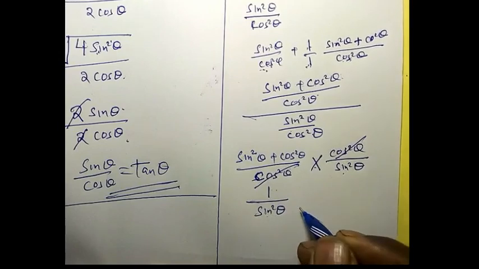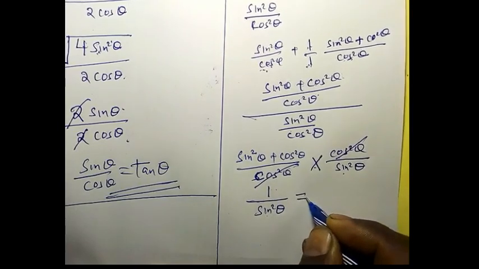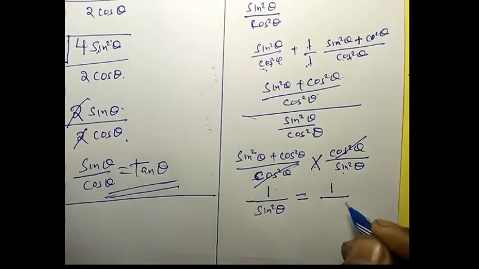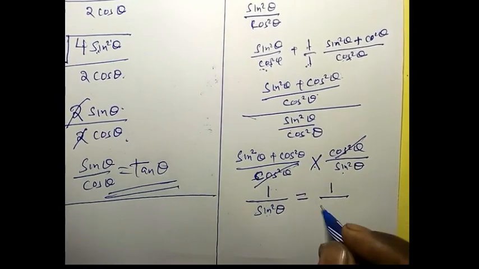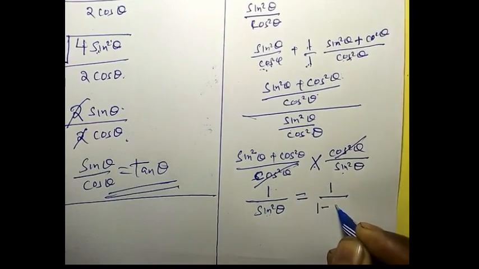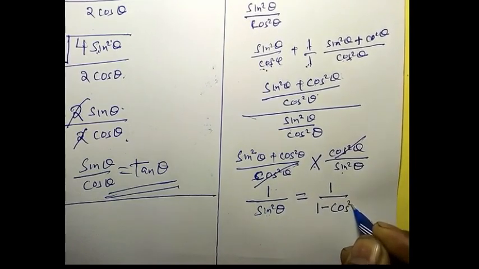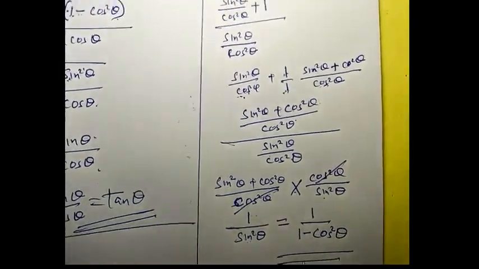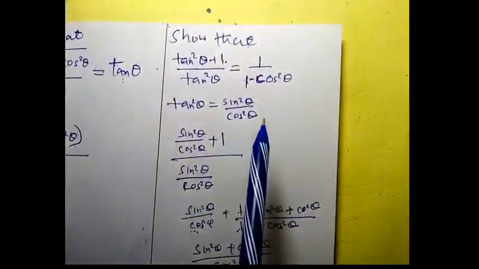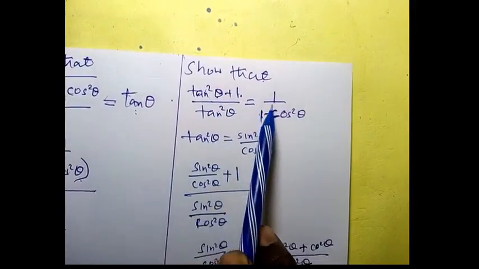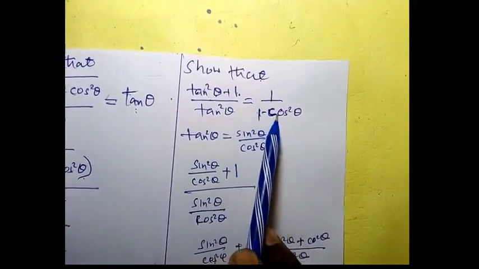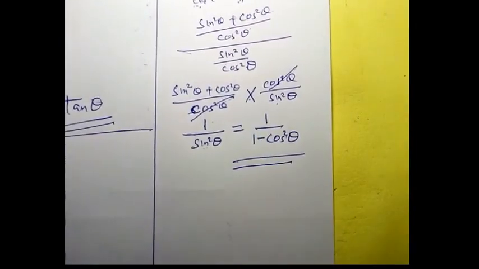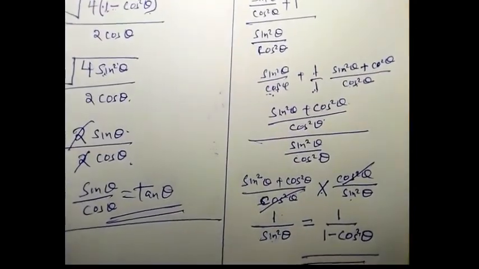1 over sine square theta is simply equal to 1 over, how else do we write sine square theta? It is 1 minus cos square theta. What we wanted to prove. So this is equal to this, and we were supposed to show that this one is equal to 1 over 1 minus cos square theta, and that's what we have shown here. Thank you very much.